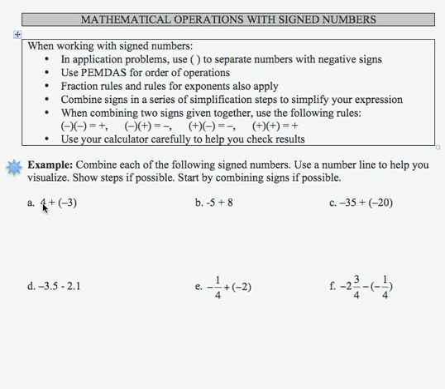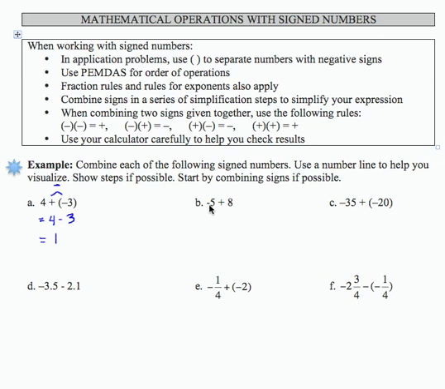In this first problem, 4 plus a negative 3, because I have a plus and a minus together in a row with no numbers in between, I can combine or reconcile those signs. So opposite signs become negative. So this is going to be 4 minus 3, which simplifies to 1.